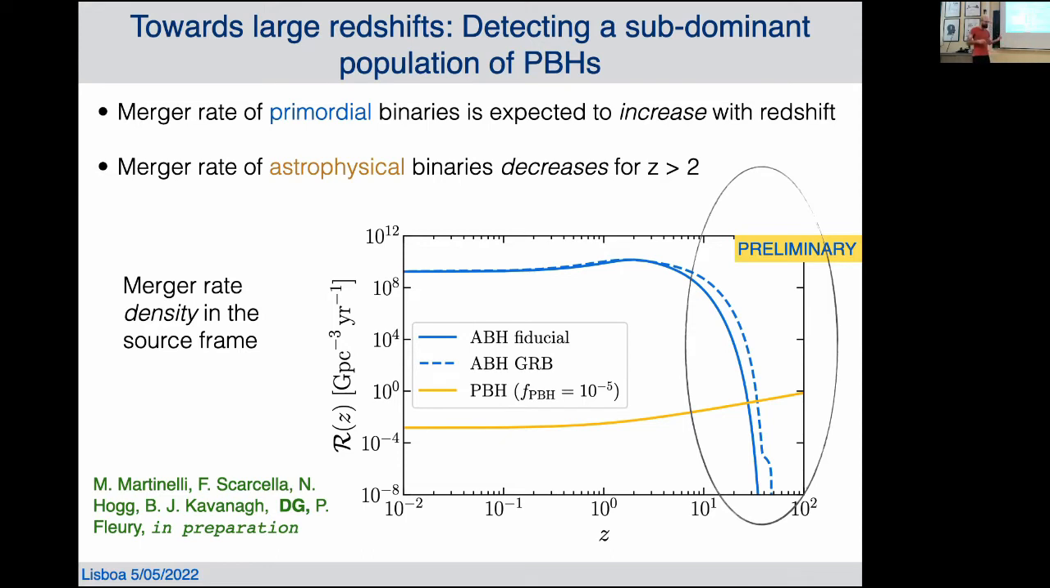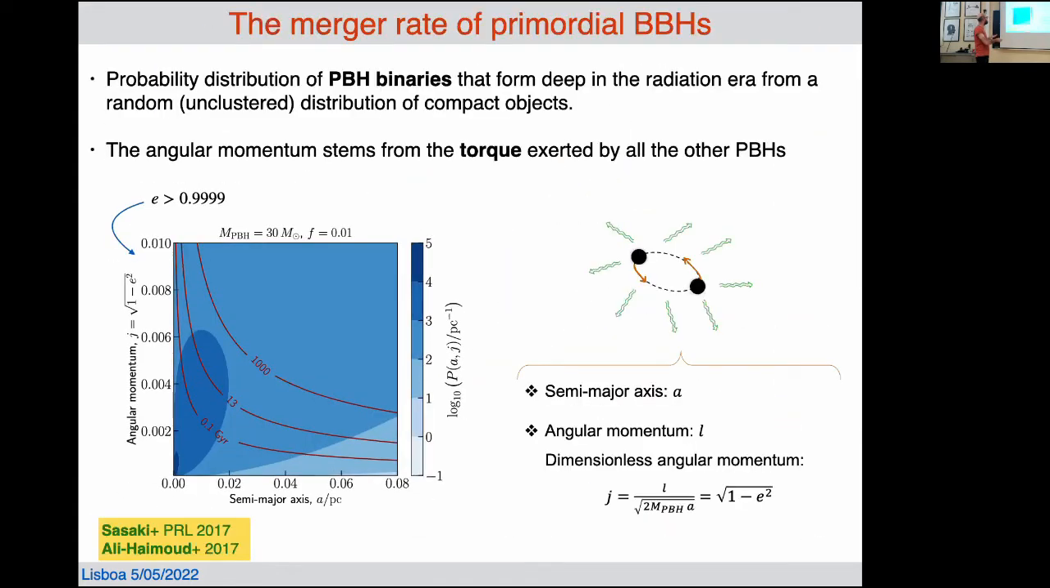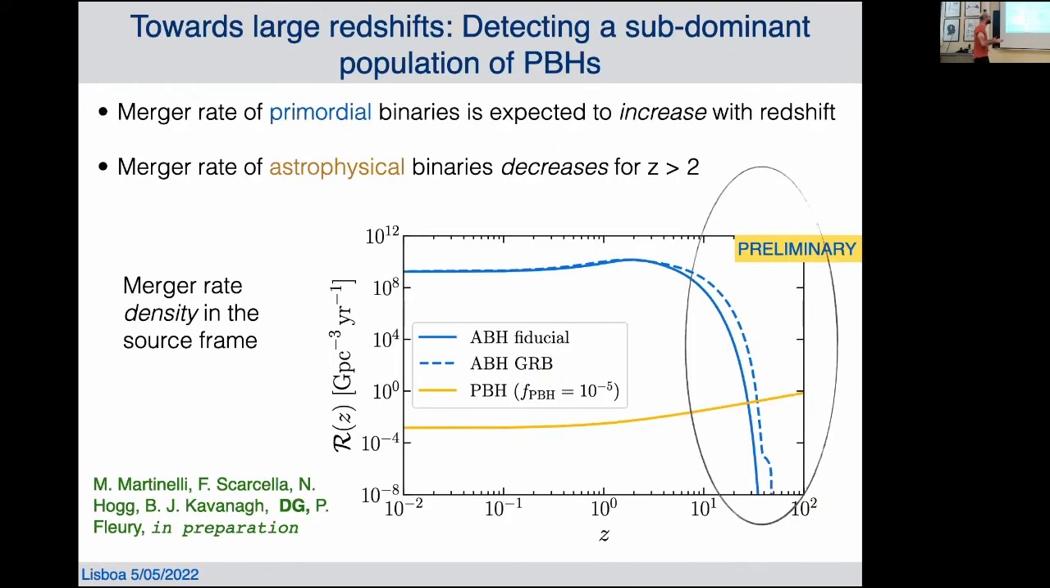And the reason is that the probability function peaks at very eccentric binaries, which are the ones that merge faster. So given this probability distribution peaked at very low angular momentum and very large eccentricity, those are the ones that merge earlier on. So you expect the rate to be an increasing function of redshift. So one may think of exploiting this window between redshift 10 and 100 as an interesting region, as a target for Einstein Telescope to distinguish primordial and astrophysical binaries.